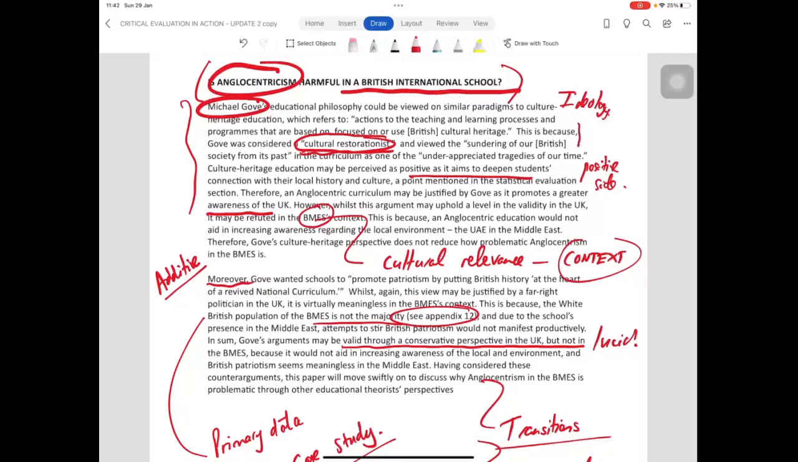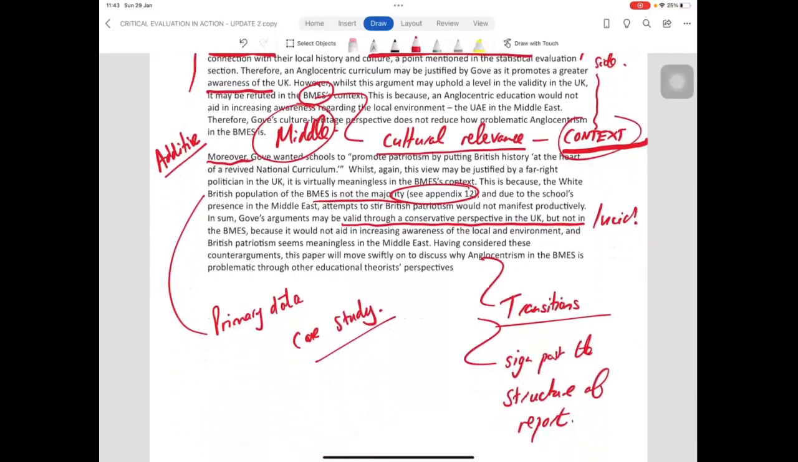Now, rather than just attacking him straight away, she says that cultural heritage education may be perceived as positive in terms of deepening a student's connection with local history. But what she says is this particular idea that education should make you patriotic, is it relevant within an international school within the Middle East? So this is a very good example of taking a point of view, seeing that it has some kind of credibility, but in a different context, she shows that it doesn't have nearly as much relevance.